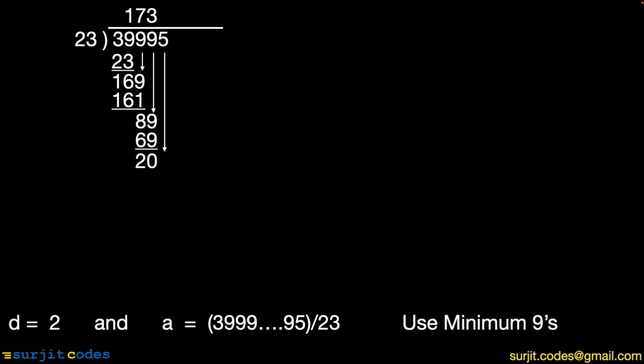If we bring down 5, the current term will be 205, which will also not be divisible by 23, and we have to add another 9. Even now we cannot bring down 5 because even 25 is not divisible by 23, so we must add another 9. Remainder at this stage is 6.